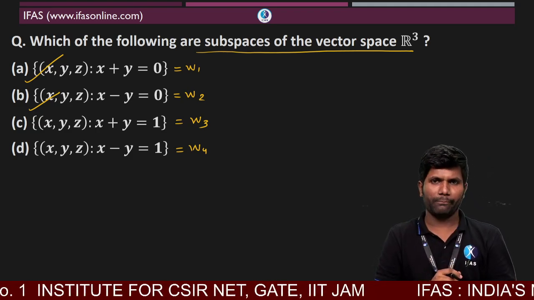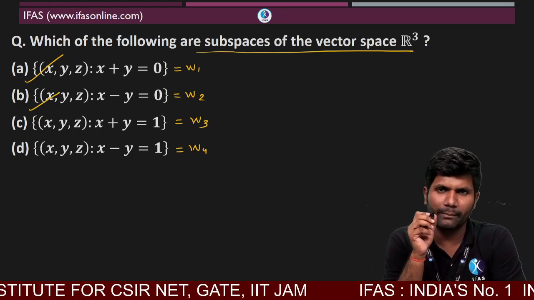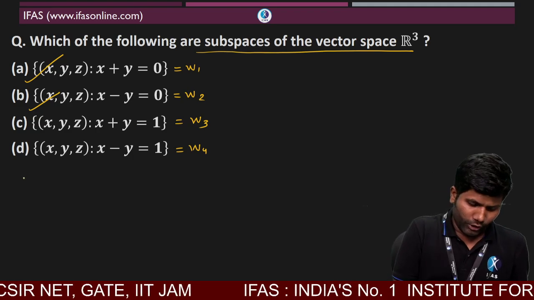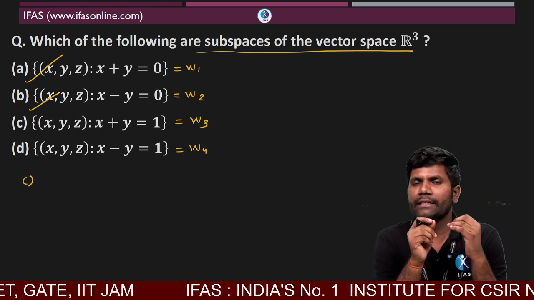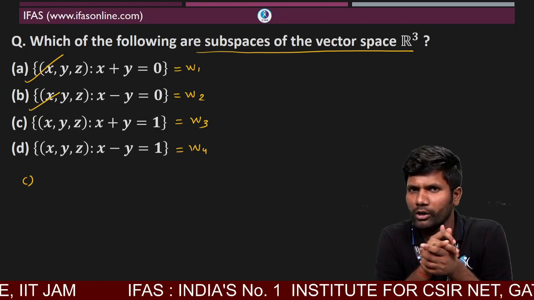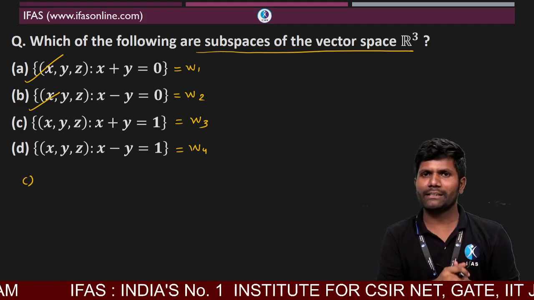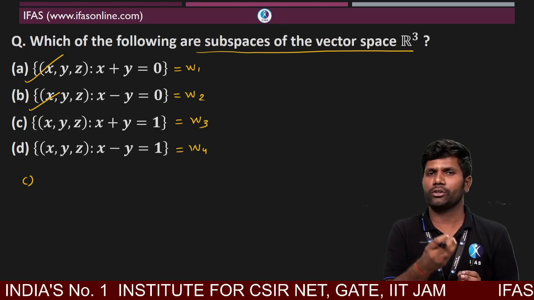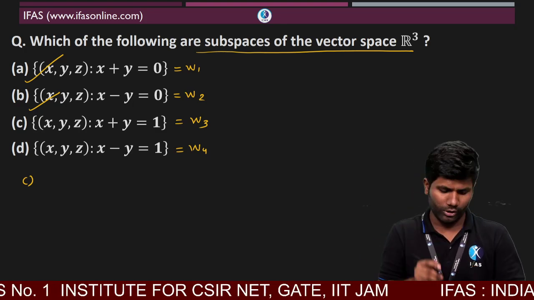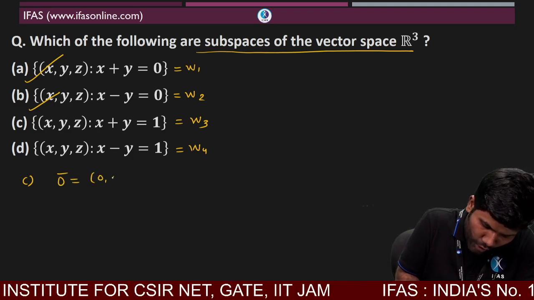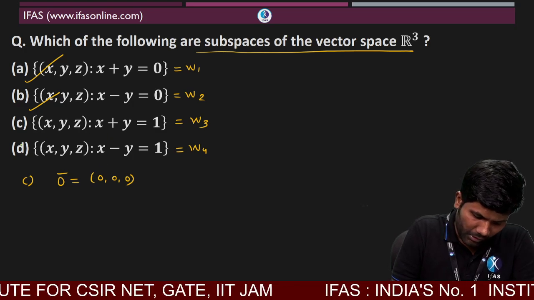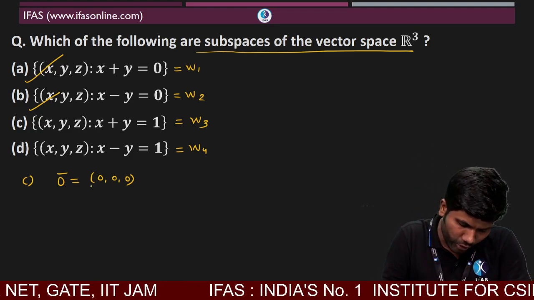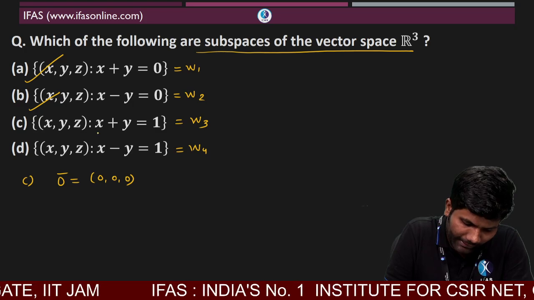So what about option C? Option C gives W3, which contains all three-tuples such that x plus y is equal to 1. First of all, check whether the identity element belongs to W3 or not. What is the identity element for V? V is R3, so the zero element is (0, 0, 0). So we have to check whether this zero vector belongs to W3 or not. It belongs only if it satisfies this condition.